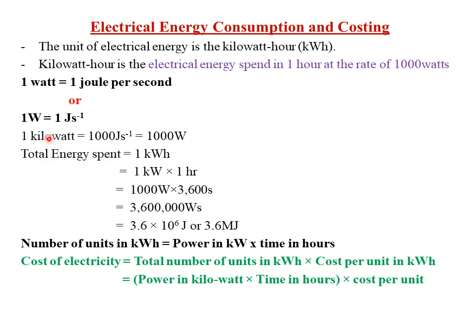That is by 1 kilowatt. This you can convert to standard form, so it will simply be 3.6 times 10 to the power 6 joules, or simply put, 3.6 megajoules. Then, if you want to find the number of units in kilowatt hour, you take the power in kilowatt and multiply by the time when it is expressed in hours. This is how we compute the number of units in kilowatt hour.